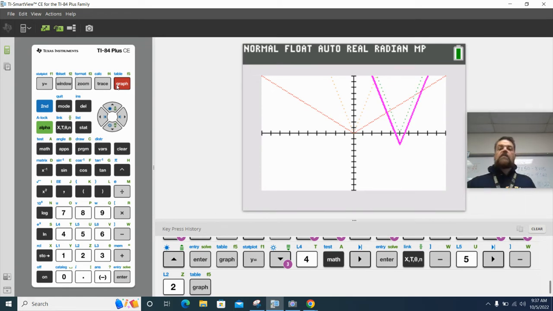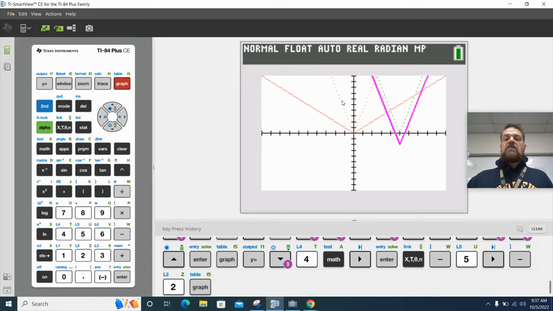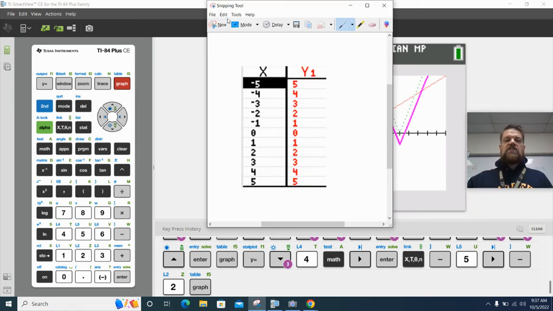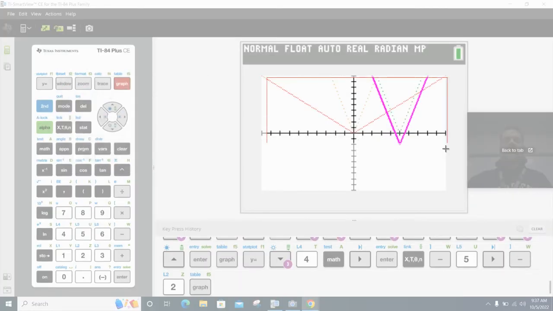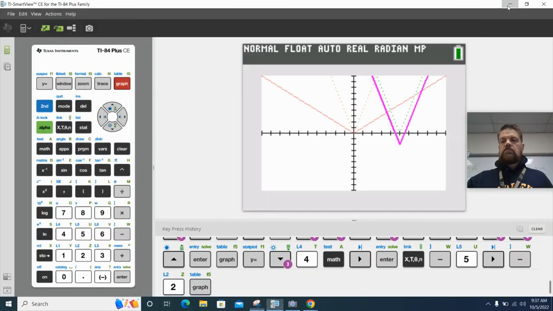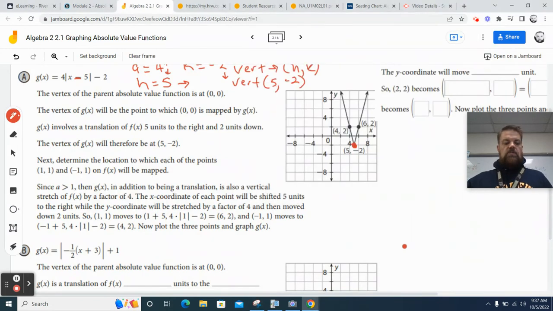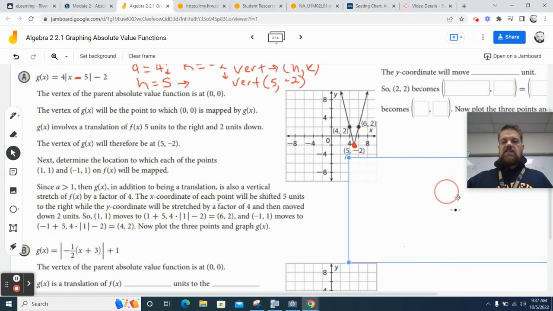So what did I do? I went from the red line, and then I manipulated it by changing a, and what that did is it stretched it vertically. Then I shifted it over 5 units by saying x minus 5 inside the brackets. That moved it 5 units to the right. And then when I put the negative 2 outside of the brackets, that dropped it down 2. So let me take a little screenshot so you can see the transformations. So that's how we got this stuff.